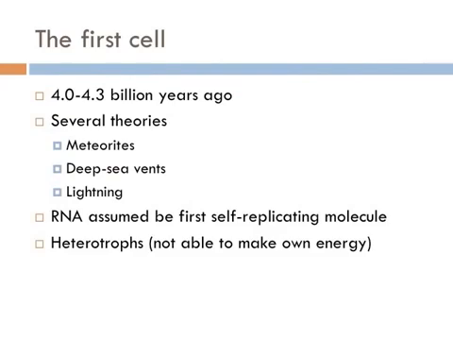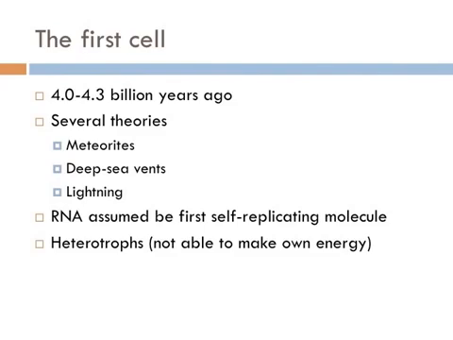It is thought that the first cell developed 4.0 to 4.3 billion years ago. That's nearly right after the Earth came to be. There are several theories about how it came to be. The first cells could have blasted onto Earth by meteorites or spontaneously generated from deep sea vents or by lightning.